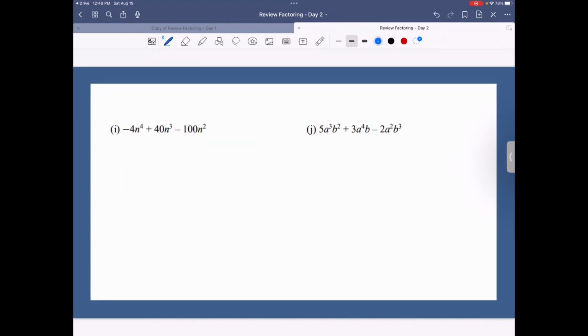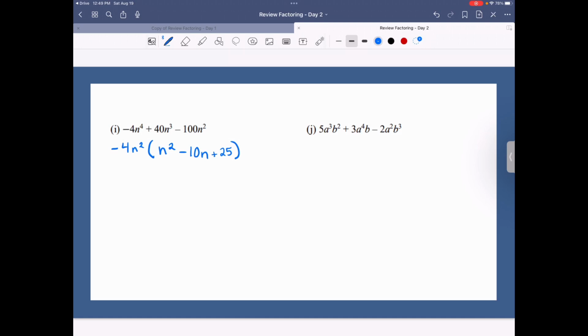For I, is there a greatest common factor? Yes. So negative 4 and also n squared. So this leaves us with n squared. We're going to have to make this minus because a positive divided by a negative is a negative. So negative 10n. And now we have a negative divided by a negative, so this will be positive 25.